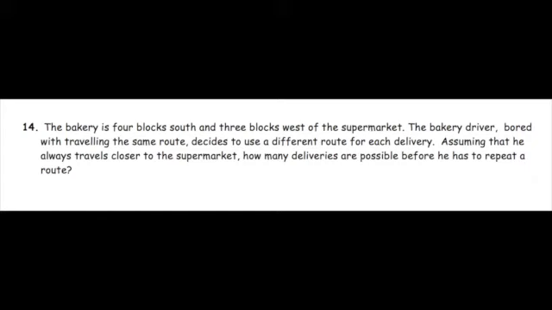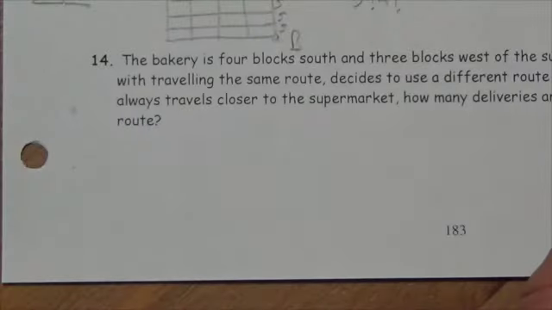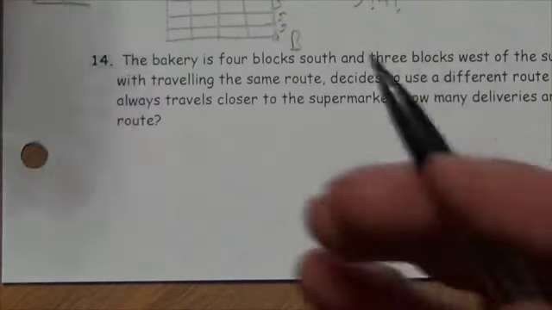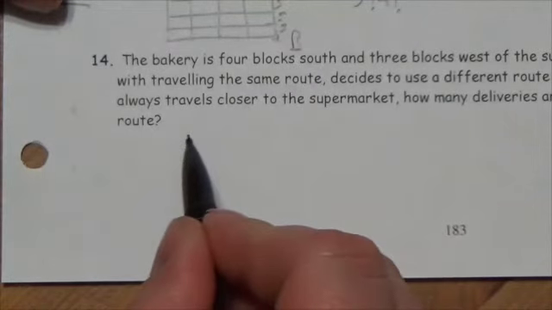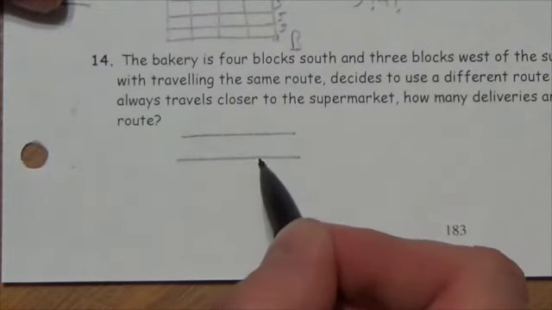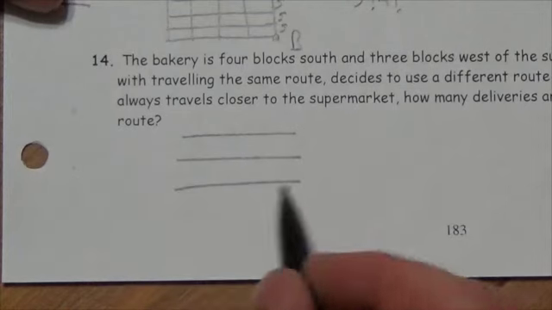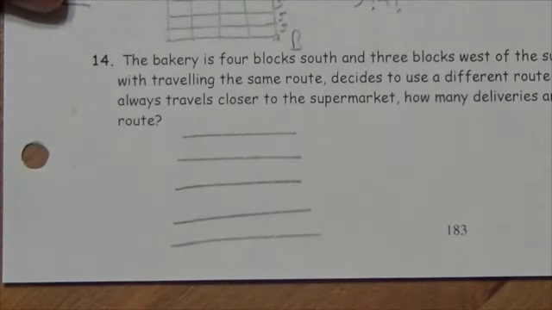The bakery is 4 blocks south and 3 blocks west of the supermarket. The bakery driver, bored with traveling the same route, decides to use a different route for each delivery. Assuming that he always travels closer to the supermarket, how many delivery routes are possible before he has to repeat? All right, now the trick to answering this question is really to get a visual on this, to draw this out. 4 blocks south, okay, that's 1 block, 2 blocks, 3 blocks, 4 blocks south.